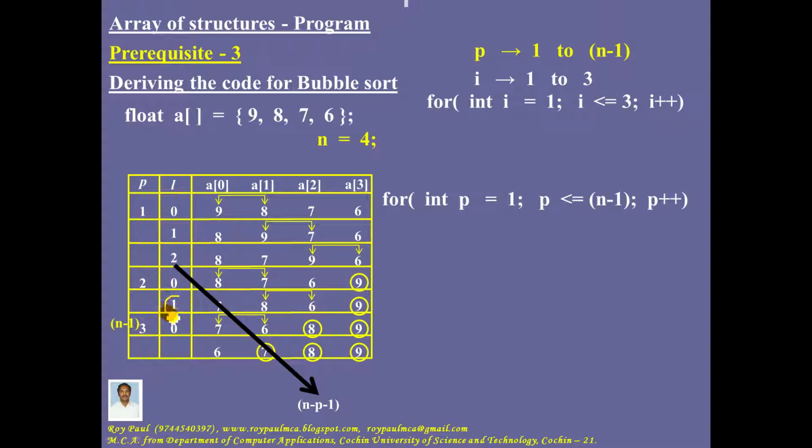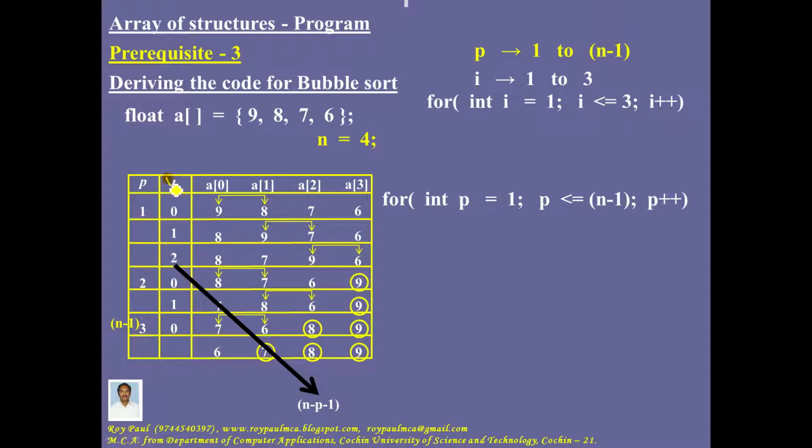Similarly, here also this is n minus p minus 1. Here n is 4. The value of p is 2. So 4 minus 2, 2. 2 minus 1, 1. You can see it is 1. And here also the upper bound is n minus p minus 1 because n is 4. The value of p is 3. So 4 minus 3, 1 and 1 minus 1, 0. So the upper bound is always n minus p minus 1.